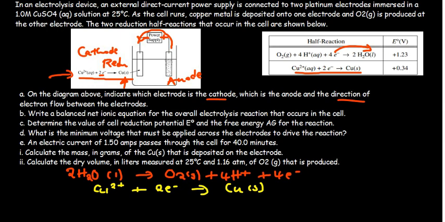Now you need to make sure that before you combine the two, the number of electrons being lost and gained should be balanced. So that means we have to multiply the second equation by 2. So it becomes 4 electrons, 2. And then we combine the left and the right hand sides.